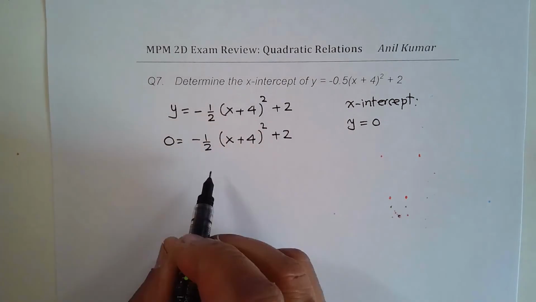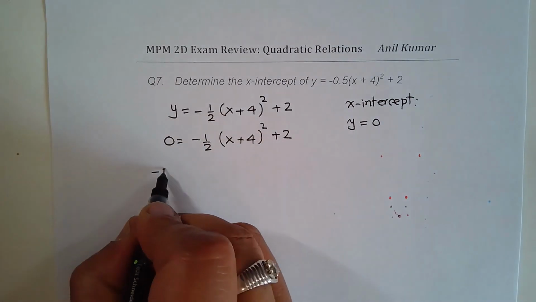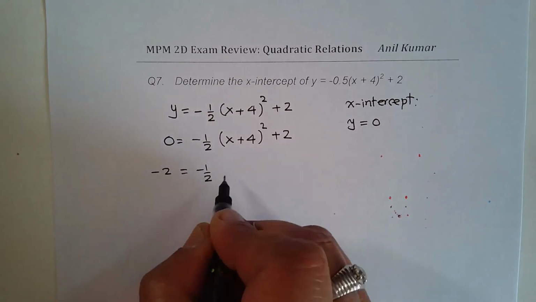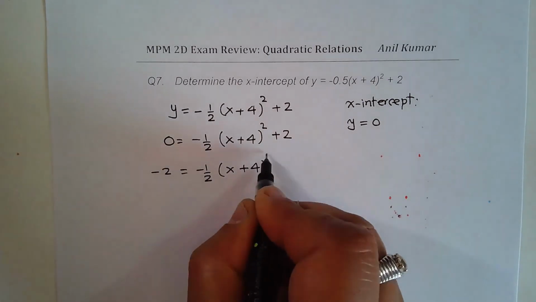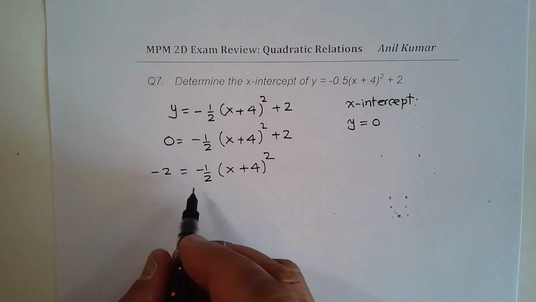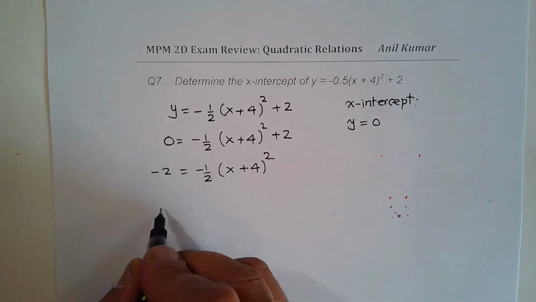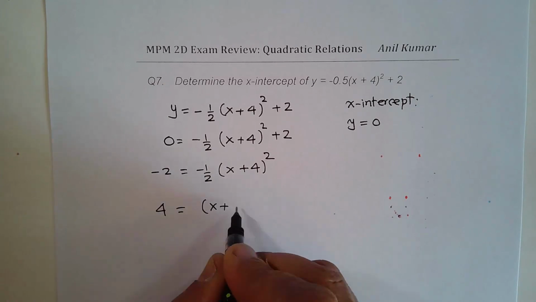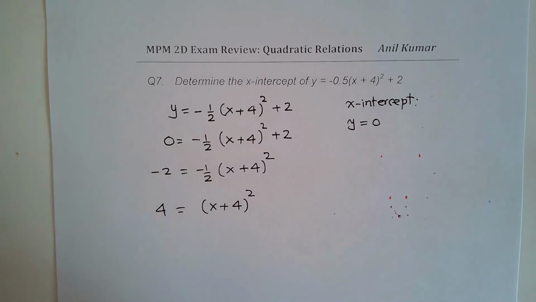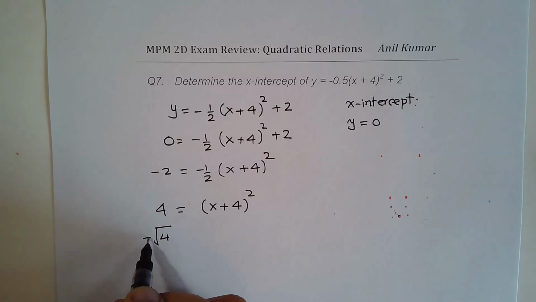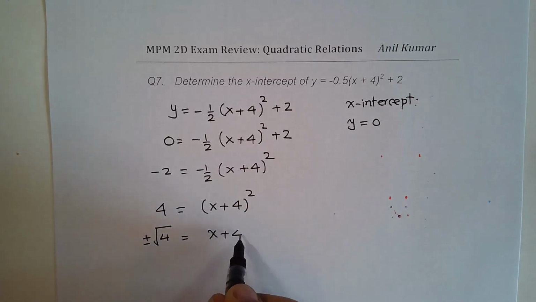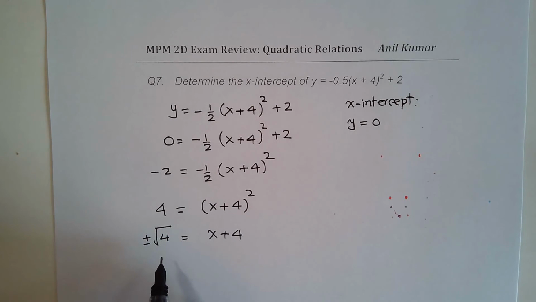Now to solve, let's take this 2 on the left side. So we get -2 equals to -half x plus 4 whole square. Let's multiply by 2 both sides, rather minus, so it becomes positive 4 equals to x plus 4 whole square. And now we can square root. Whenever you square root, you have to do plus and minus, and you get x plus 4 on the right side. Square root of 4 is plus and minus 2. So plus and minus 2 is x plus 4.